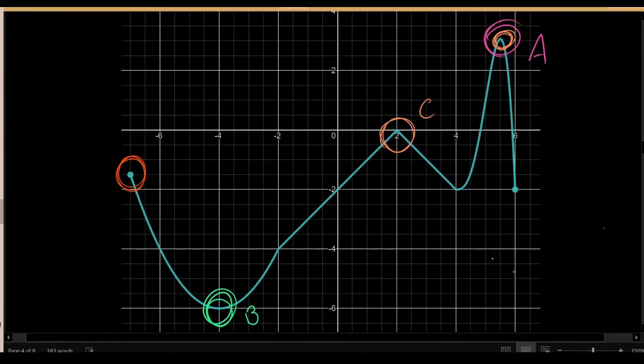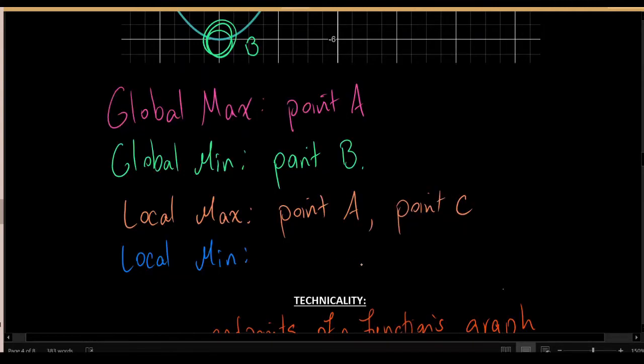So what are our local maxes? Which points are higher than any nearby point? Only the points labeled A and the point labeled C. This endpoint isn't counted. Now let's check out local mins.